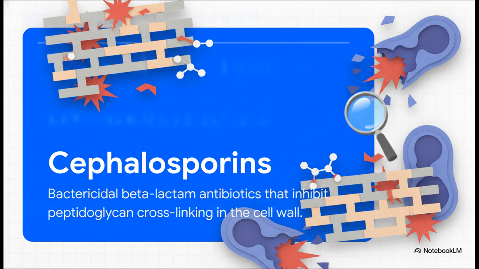Now, think of peptidoglycan as the mortar holding the bacterial cell wall's bricks together. Without it, the bacterial wall becomes fundamentally unstable. As internal osmotic pressure builds up, the cell literally bursts open and dies. It is a highly effective, super-targeted mechanism.